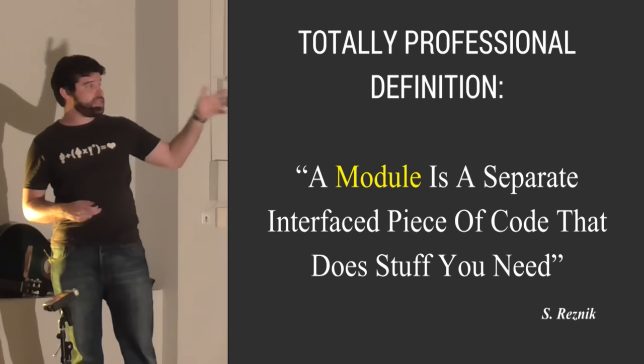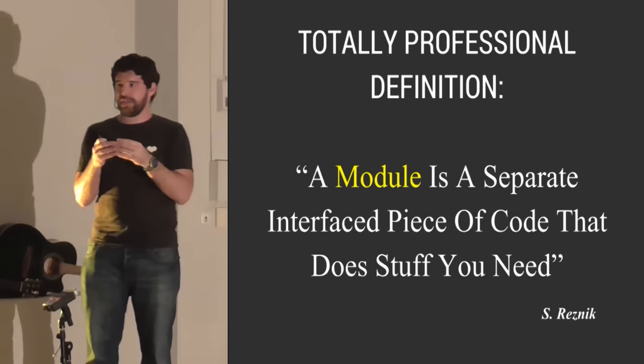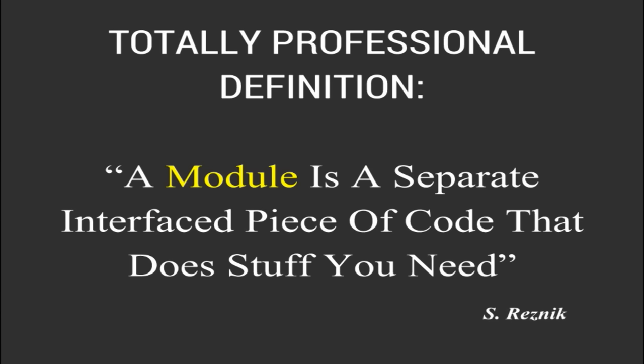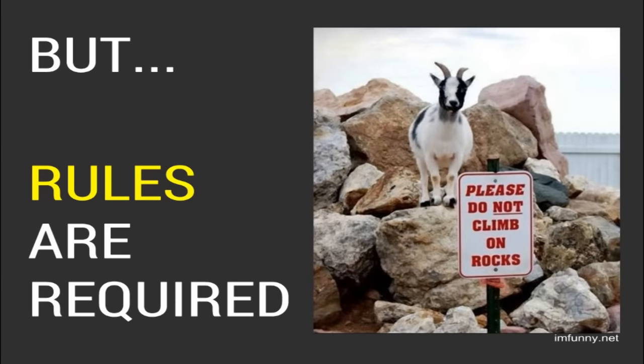So what does it mean? A module is basically just something with an interface. You have a code, you put it away, you make an interface or give it a proper API, and then you can use it and don't have to use it in your big ass file, okay? So this is a module, so you break into modules. But rules are required. When working like this, you need to follow the rules, okay?